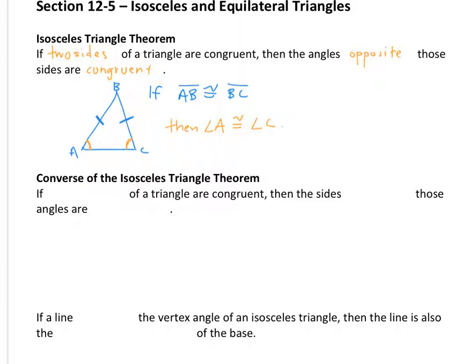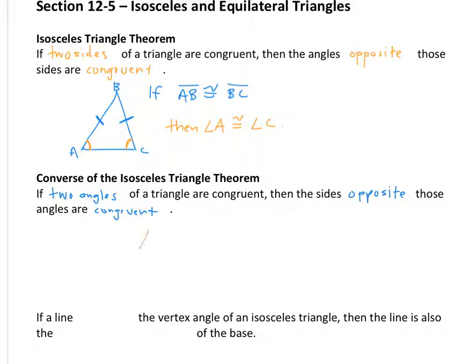Our second is what we call the converse of that, or the opposite. The converse says that if two angles of a triangle are congruent, then the sides opposite those angles are also congruent. So again, this is the converse, or opposite, of what we just talked about.